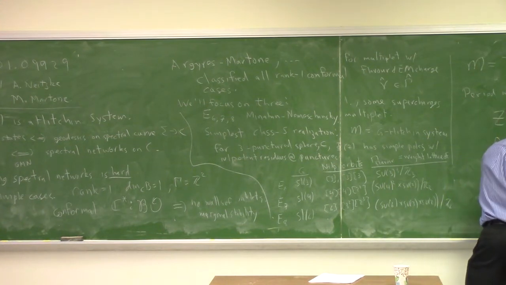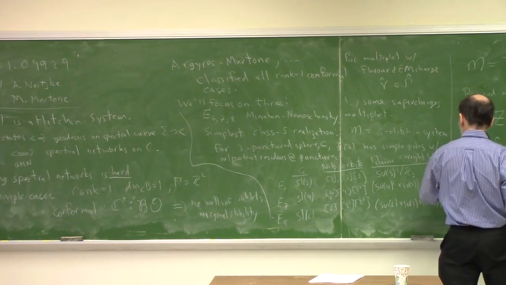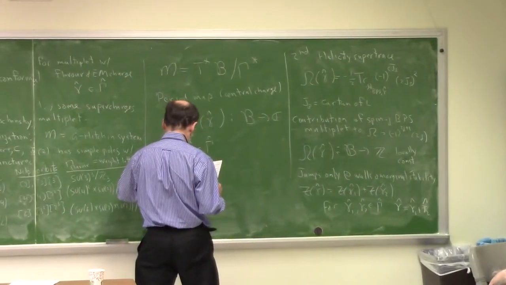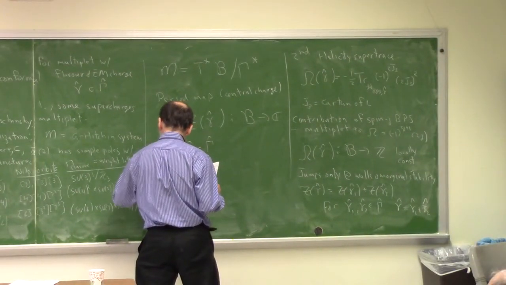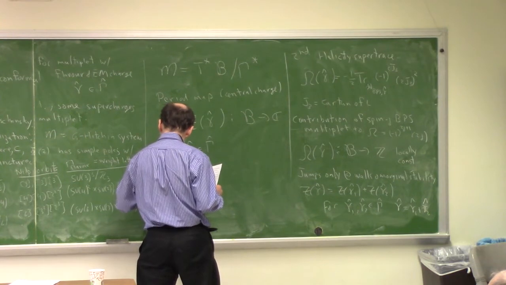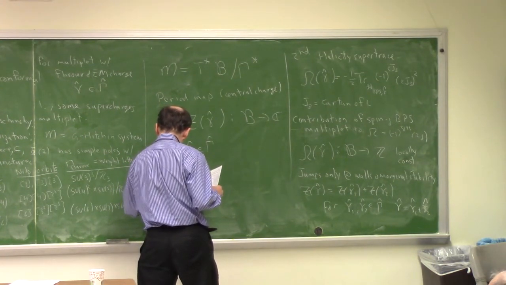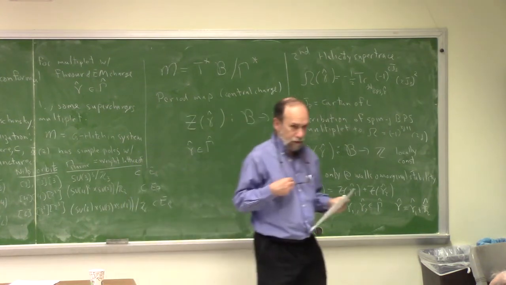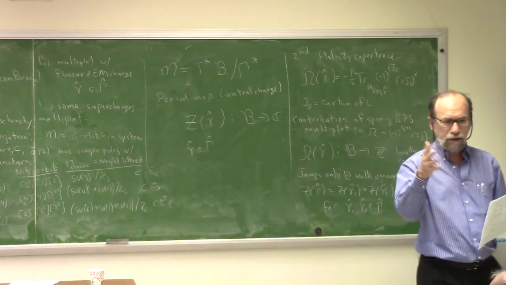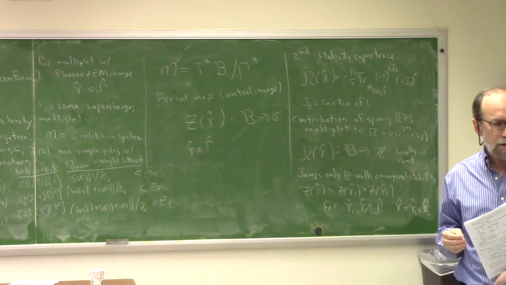And as groups, these things sit inside, respectively, E6, E7, and E8. And in fact, they sit inside those groups in such a way that the weight lattices actually coincide.